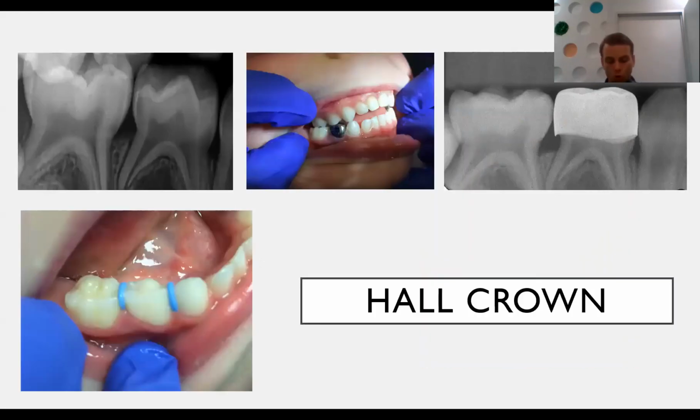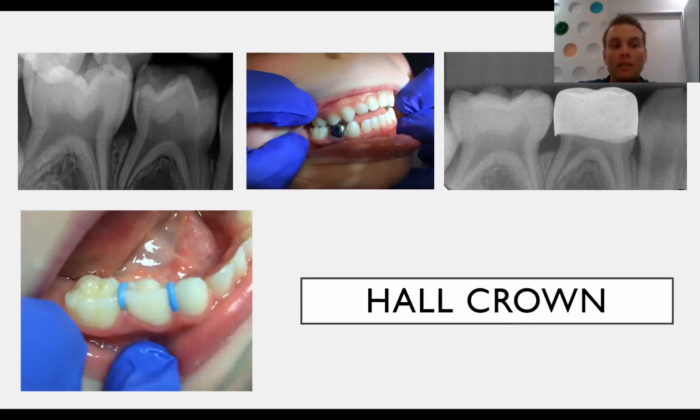The other option here is a Hall crown. So a Hall crown is just a modified stainless steel crown. So what we do is we put separators, and anyone that can put a band on a tooth or has ever done a space maintainer before can do a Hall crown. It's just a space maintainer with a roof.